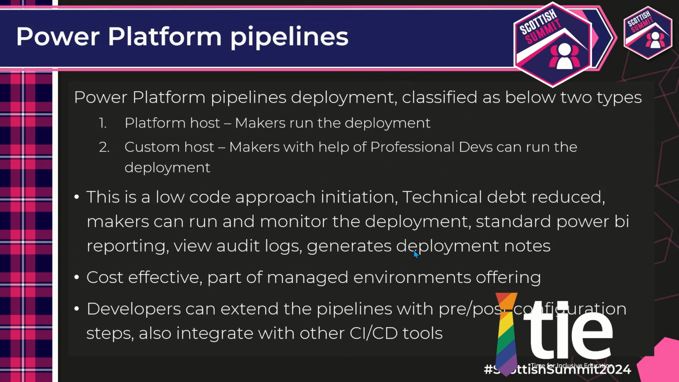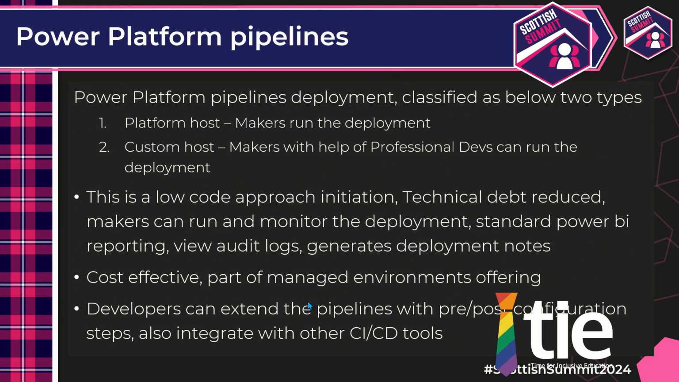So this one, the type with the platform host, is something where the makers can make use of the tool to run the deployment. The second approach, with the custom host, is an extension to what the platform host is, where we may involve a bit of custom scripts, and whenever there's a bit of complexity involved, then we need professional devs to be involved. So for this approach, we use a custom host approach. So these two are the approaches for how we can work with the Power Platform pipelines.